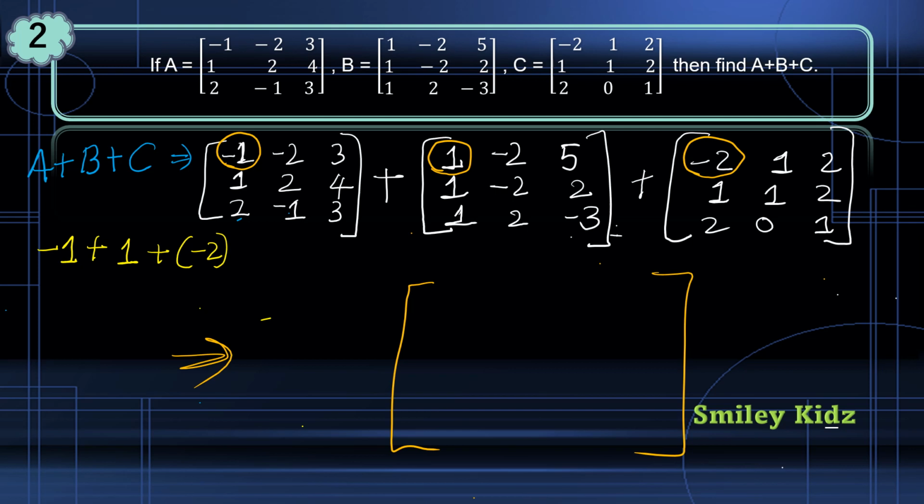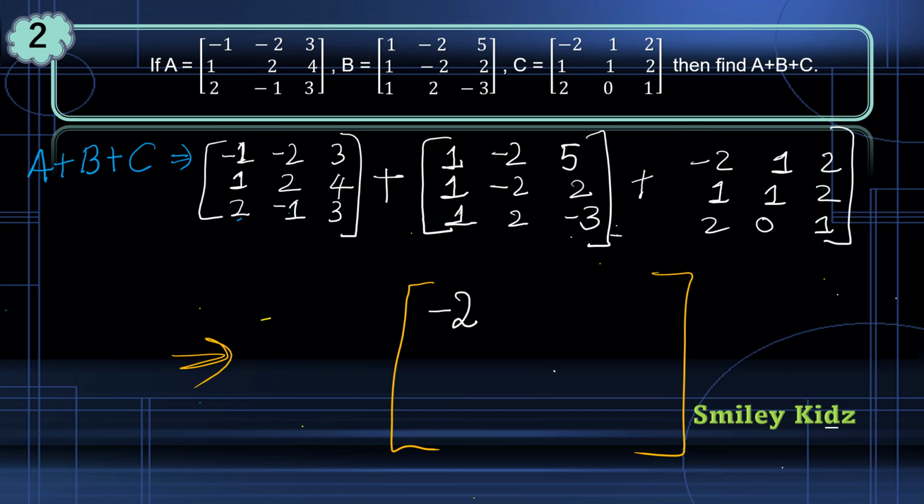Alright, the first element we have in the first matrix is -1. In B matrix we have 1 and in C matrix we have -2. So you're adding all the three elements of the three matrices. So here -1 plus 1 is 0 and here you have -2. So the first element in A plus B plus C matrix will be -2. Alright. Secondly, let's erase this.